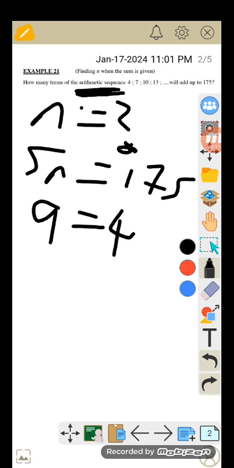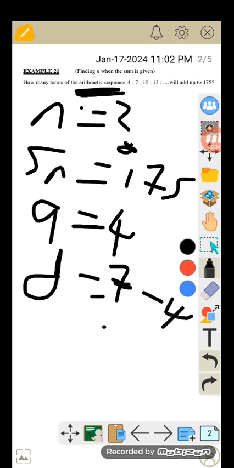Our d: since it is an arithmetic sequence, we are going to deal with d. Our d is T2 minus T1. Our term number 2 is 7, and our term number 1 is 4. It is going to be 7 minus 4, so we are going to get 3.